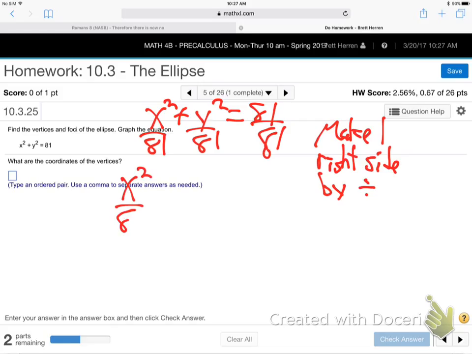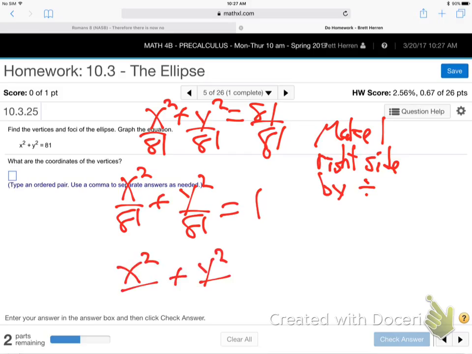So then we get x squared over 81 plus y squared over 81 equals 1. That's almost the right look. Now I'd like to write that as something squared, something squared. So yeah, it's clearly 9 squared, 9 squared. So I'm going to stop there. I don't want to go on and mess around anymore.